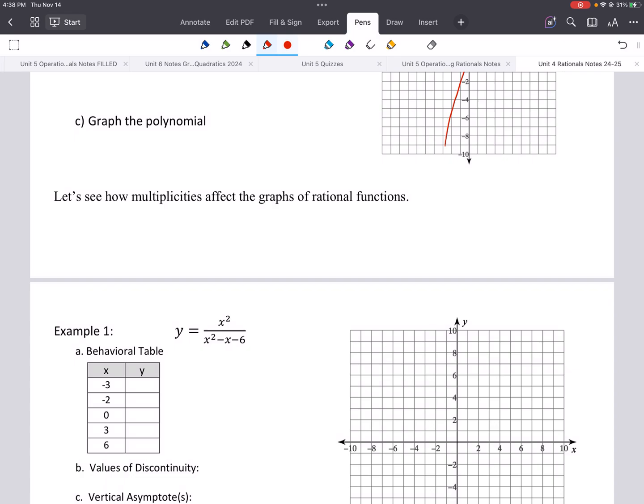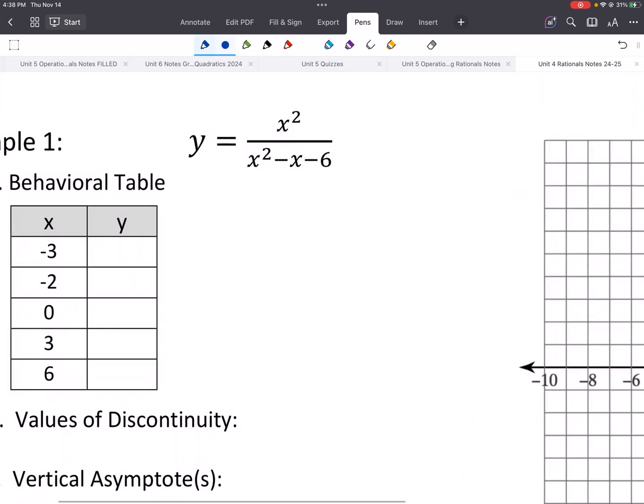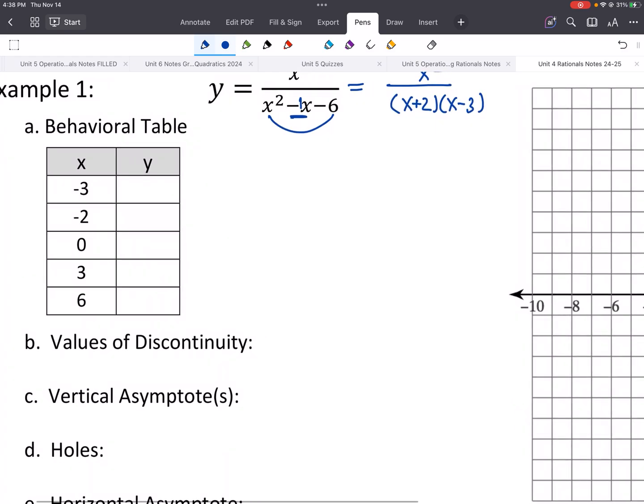So let's see how that affects our graphs when we do rational functions. First off, we always need to factor. On the top, we would have x squared. On the bottom, we need to find what multiplies to negative 6 and adds to negative 1. You'd probably say 2 and 3, and we just need to figure out the signs. So negative 3 and a positive 2 would give us a negative 1. Okay, so that's factored.